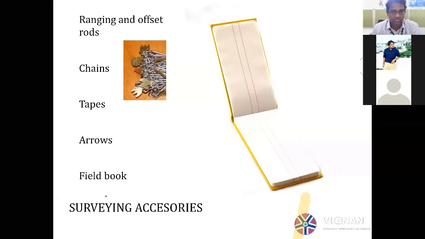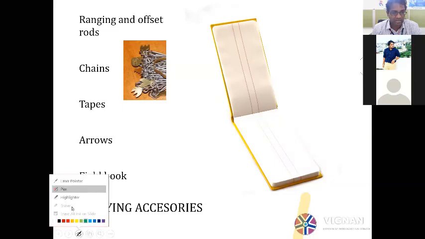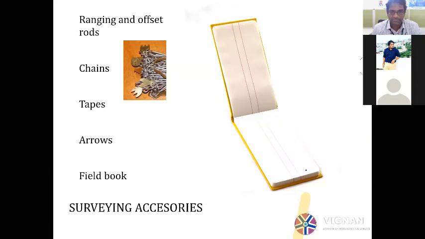Chain, how do we represent chain? We represent it with a thick line, right? We'll draw the chain, and we'll put a triangle symbol here. We'll put a triangle symbol here, right? If it is a tree here, we'll mark a tree here, right?